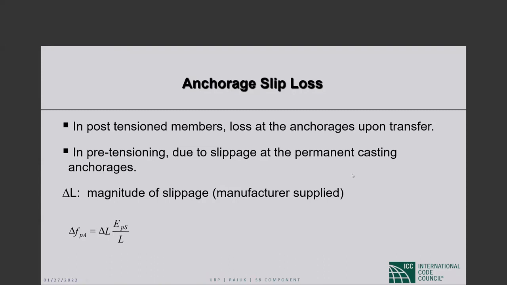So manufacturers will give us that value. How much is that value? Okay. And in the example I did, I used a 3 millimeter slippage allowed. Even in pre-tensioning, that will happen, because even within that casting anchorage, there'll be some slippage. So here's the equation, very simple. If I can estimate how much anchorage slip I'm allowing or happening, which I mentioned was about 3 millimeters, depending on the pre-stressing force, if I know the length of the strand and the E value for the steel, I can figure out the anchorage slip loss. Makes sense, right?